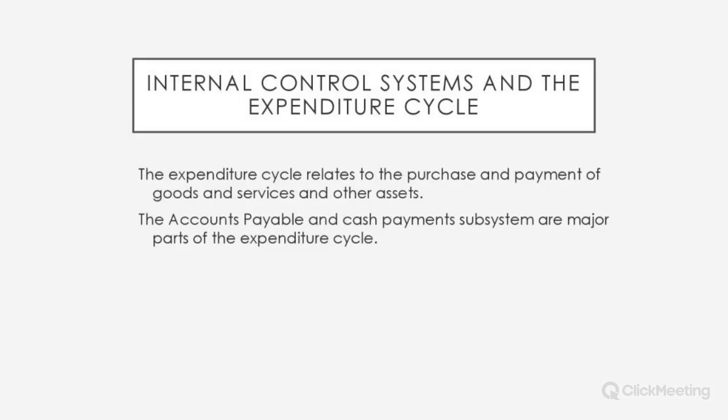Let's work on the internal control systems for the expenditure cycle. Now, the expenditure cycle relates to the purchase and payment of goods and services and other assets. Accounts payable and the cash payment subsystem are the major parts of the expenditure cycle.